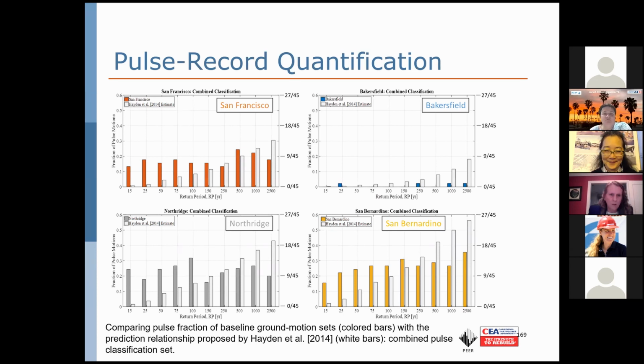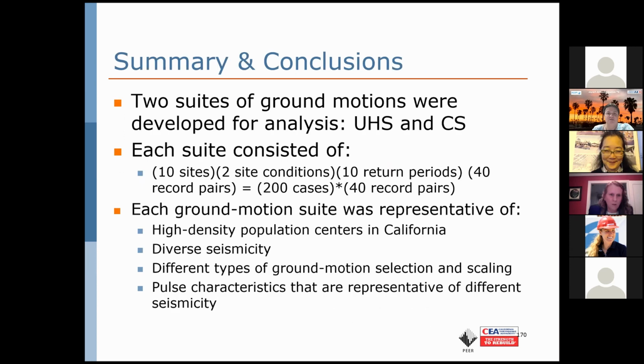But I'm showing you here for the 4 sites that were selected here, just the comparison of the predictive model to the content of our ground motions. The numbers are at least in a good range. I almost purposely would tell you that we didn't want to make them site specific, so we couldn't really define the number of pulses based on an individual scenario. We really wanted to cover the entire gamut. But there's a lot of nice study that was done on this.